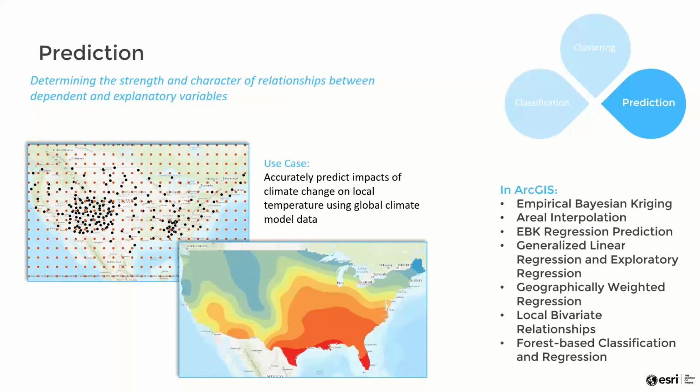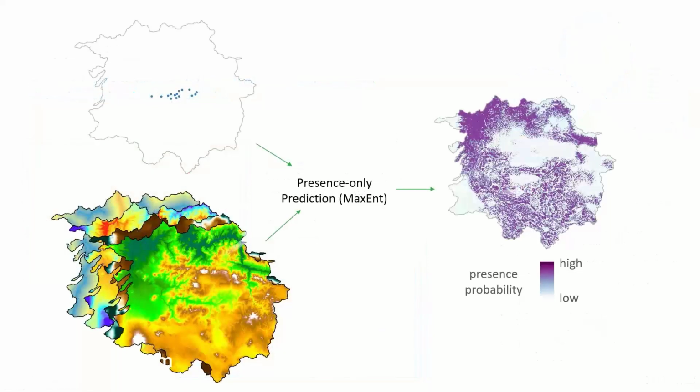Now within ArcGIS, there are many tools and methods available to help solve these types of problems, ranging from geostatistical interpolators to traditional and spatially explicit regression models to highly flexible machine learning algorithms. So one tool in particular that I do want to highlight today is the new presence-only prediction tool. This is new at ArcGIS Pro 2.9, which was just released a couple of weeks ago. And this tool is used to predict the presence of a phenomenon in a geographic area based only on known presence locations of that phenomenon. And it uses explanatory variables to do so.